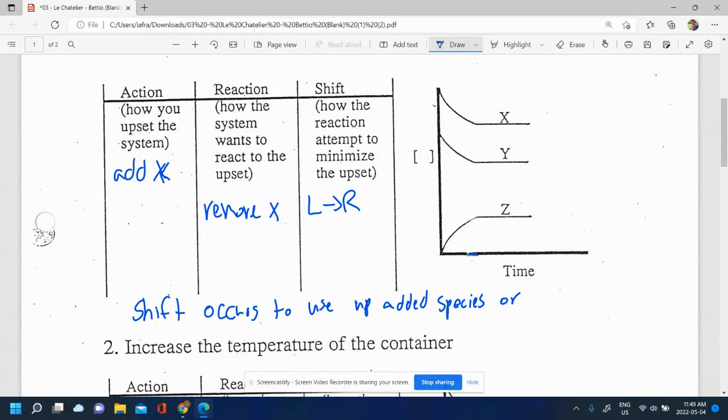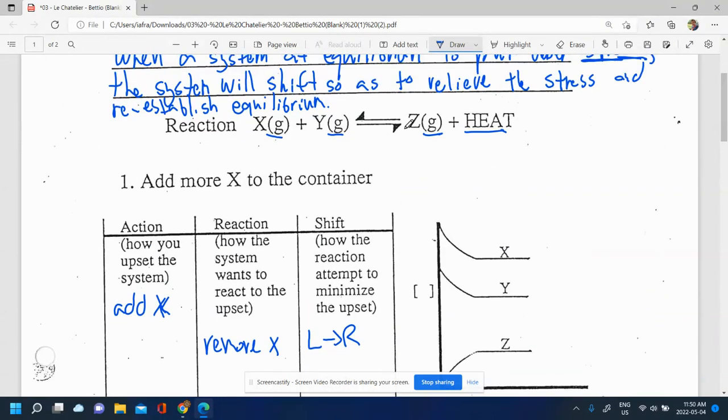Or if you remove something, the shift occurs to produce more of the removed species. So essentially, if I instead had removed X, then my system does not like that, so it wants to add more X. How does it do that? It would go from right to left to make more X, and then our equilibrium can be reestablished.